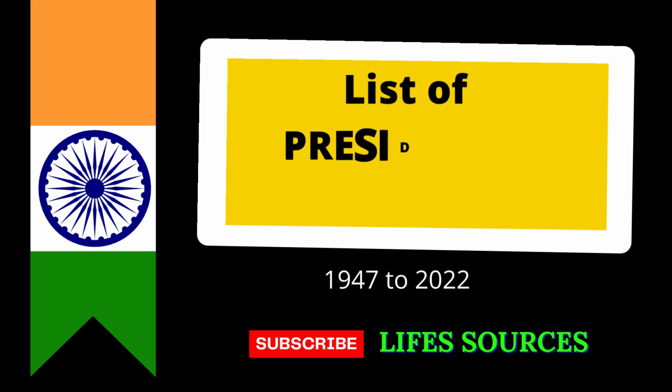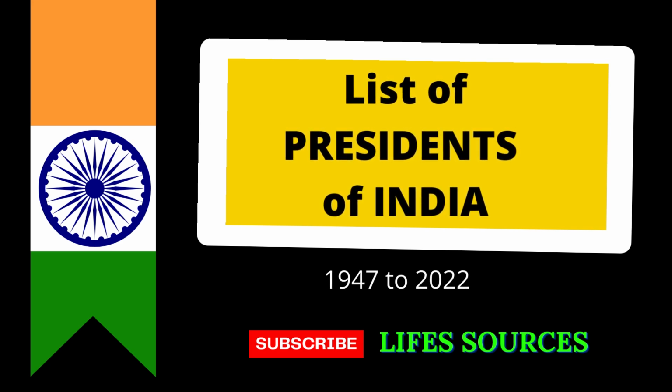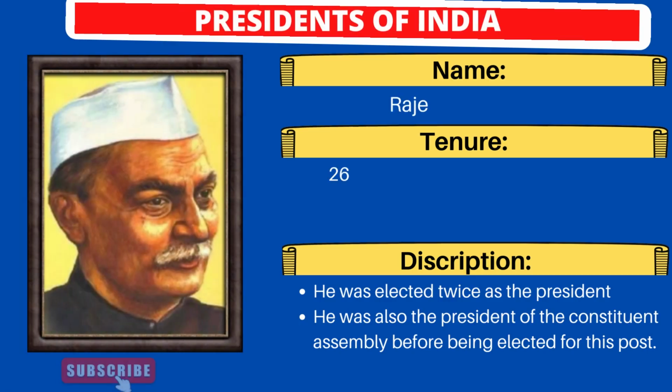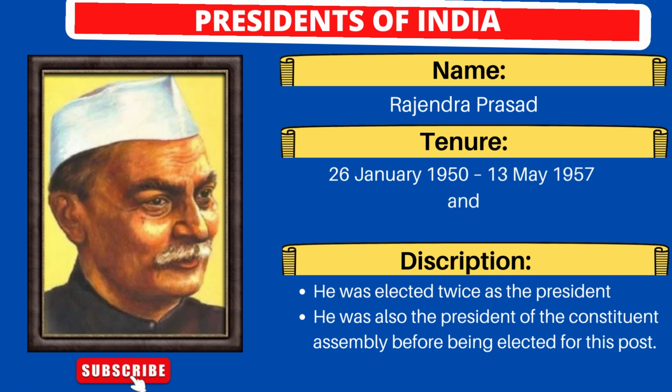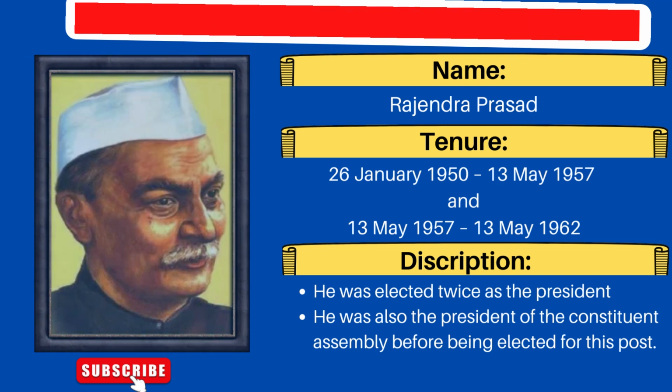Hello everyone, today we are going to learn the updated list of presidents of India from the year 1947 to 2022. Our first president was Rajendra Prasad. His tenure term was 26th January 1950 to 13th May 1962. He was the only president to serve 2 terms in office.